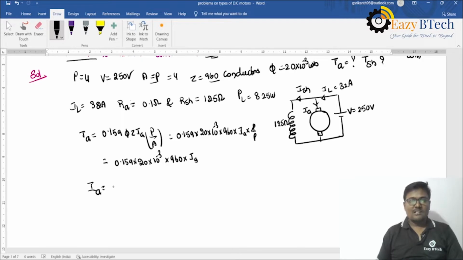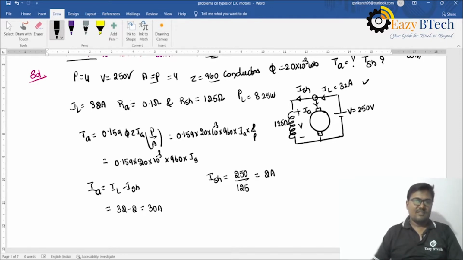We have one relationship between the line current and shunt current. IL is equal to IA plus ISH, applying KCL at this point, so IA is equal to IL minus ISH. IL is given as 32 amperes. ISH is calculated like this: the supply voltage is applied across 125 ohms, so 250 divided by 125 is equal to 2 amperes. Now 32 minus 2, the IA value is 30 amperes.